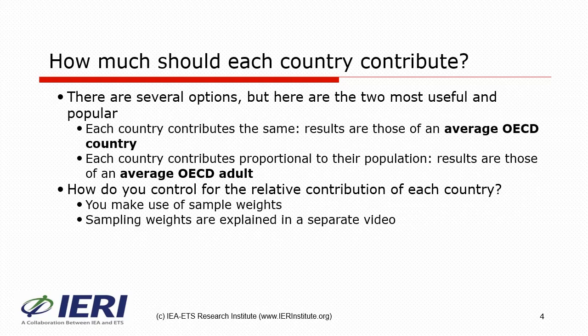When it comes to deciding how much each country should contribute to a statistical estimate, there are several options, but here are the two most useful and popular ones. Number one, each country contributes the same, which means that the results are those of an average OECD country. And the second one is that each country contributes proportional to their population. The results are then those of an average OECD adult.